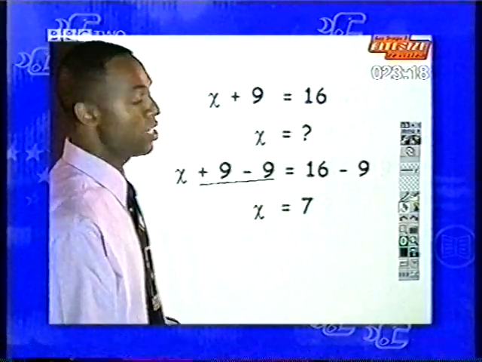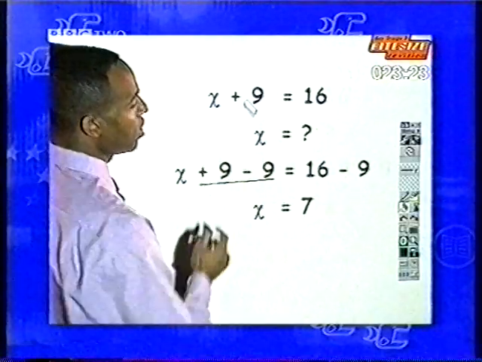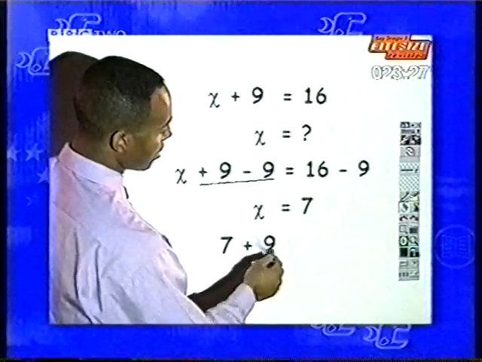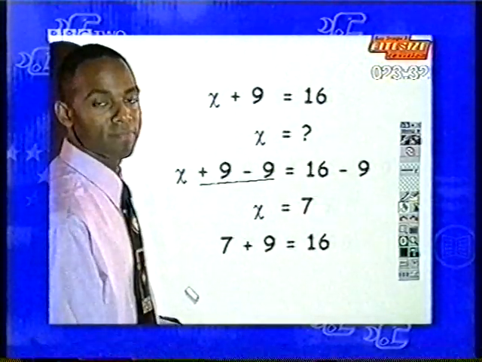The good thing about equations is that we can substitute this value into the original expression to see if we've done it correctly. 7 plus 9 equals 16. It's correct. Right, what about another equation?